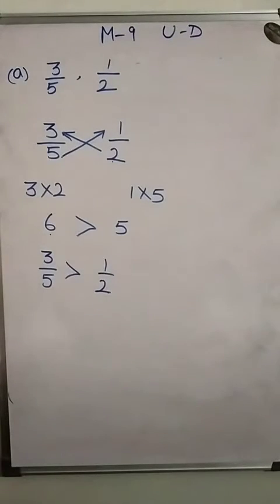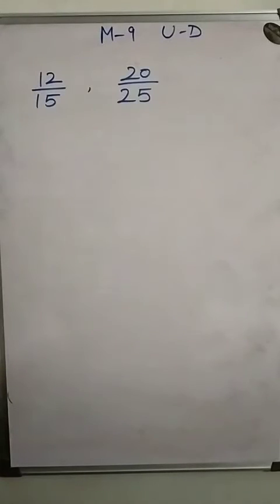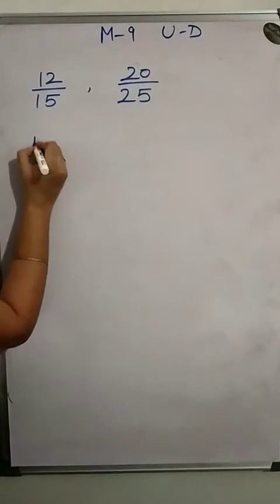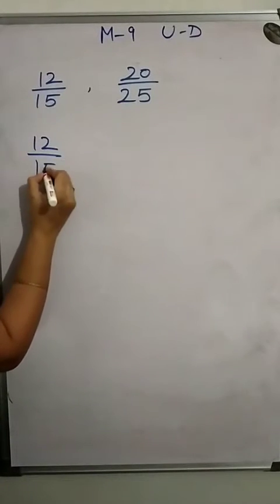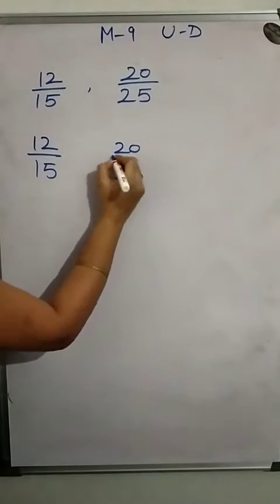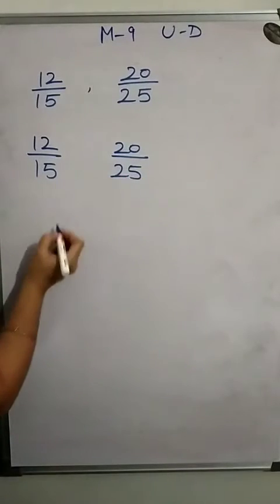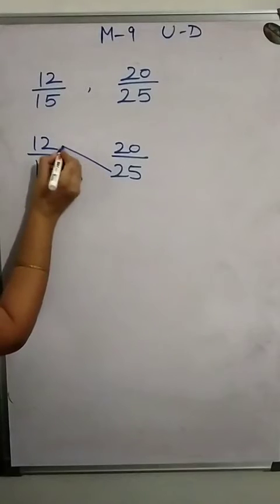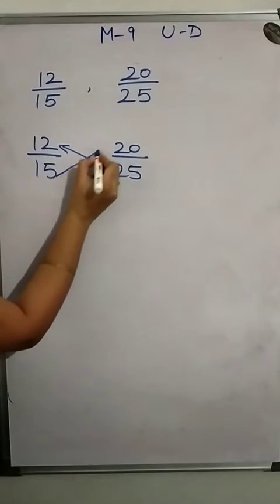Now let's take one more example. In this question again we have to compare these fractions by the cross multiplication method. So again we write the numbers, and this is the way. Cross multiplication means this number goes in this direction and this number goes in this direction.